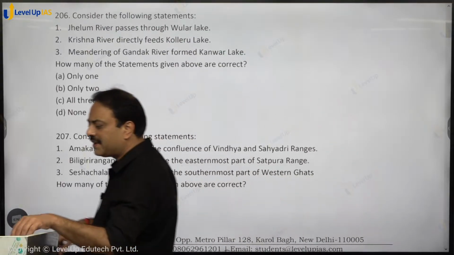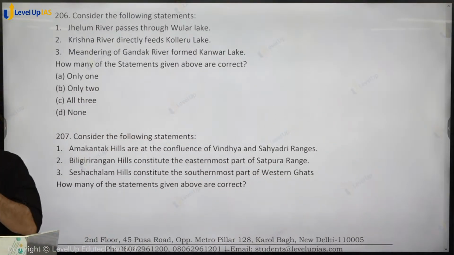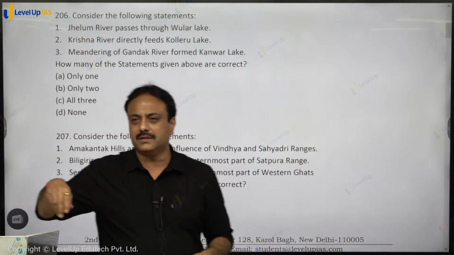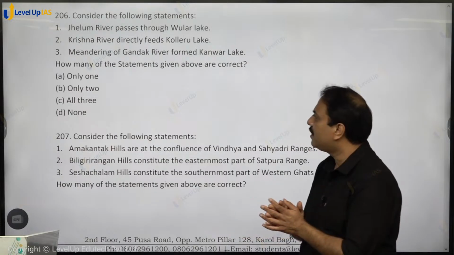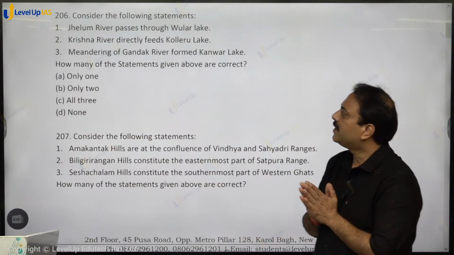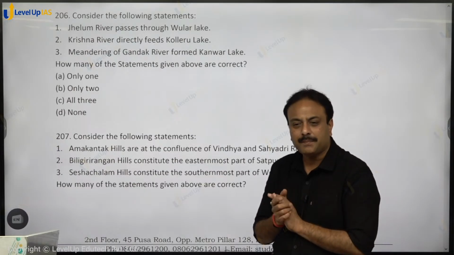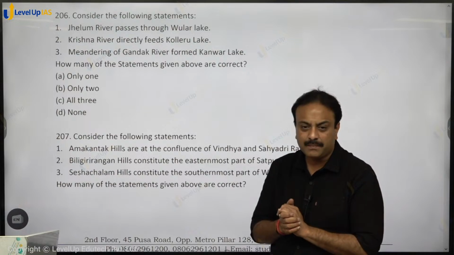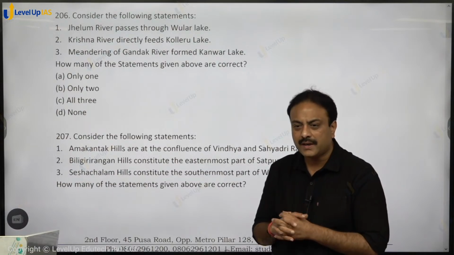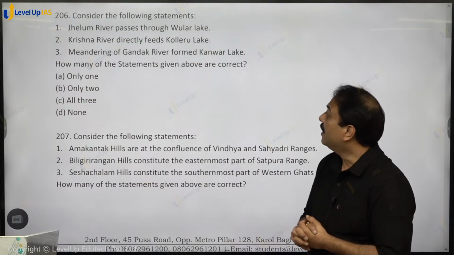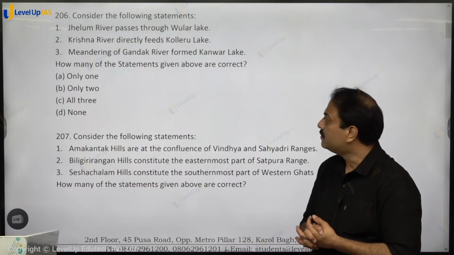Consider the following statements. Jhelum river passes through Wooler Lake. River Jhelum originates from Berinag. It passes through Lake Wooler. Yes, Lake Wooler is directly fed by Jhelum. And Wooler is a tectonic lake. It is one of the largest freshwater lakes of India, present in Jammu and Kashmir.